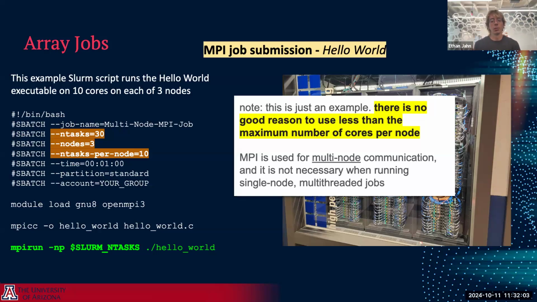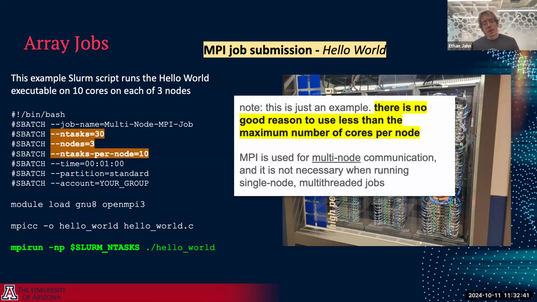There's really no good reason to use less than the maximum number of cores per node. So on Puma, you have 94 CPUs. If you really needed to use 30 CPUs for this job, then there would be no reason to do multi-node, to request more than one node, right? So on Puma, 94 CPUs. If you need 188 CPUs, then sure, request two nodes, right? But if you need 90 CPUs, there would be no good reason to request 30 CPUs across three nodes, right?